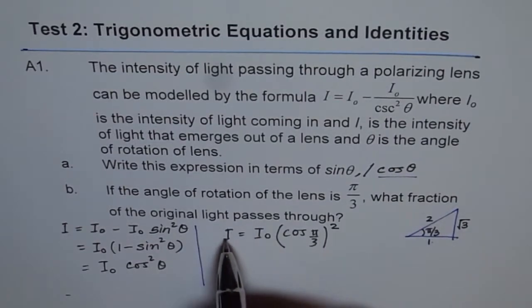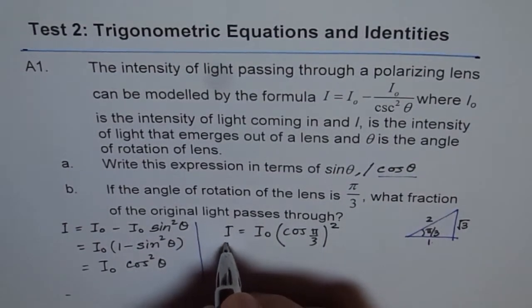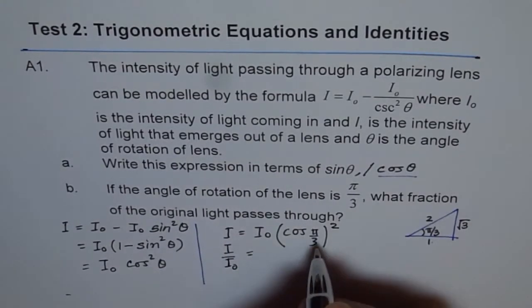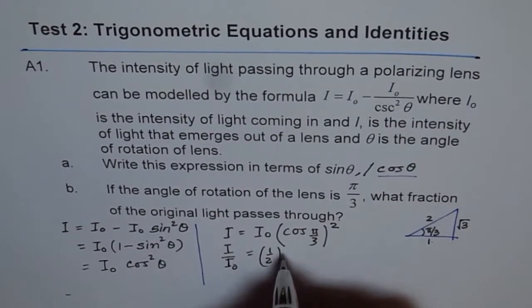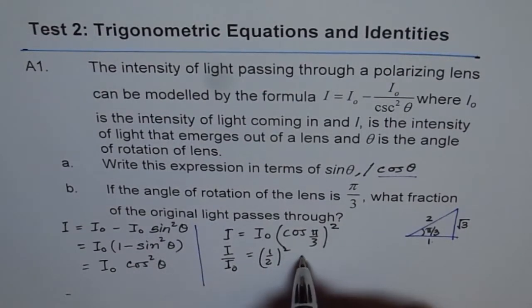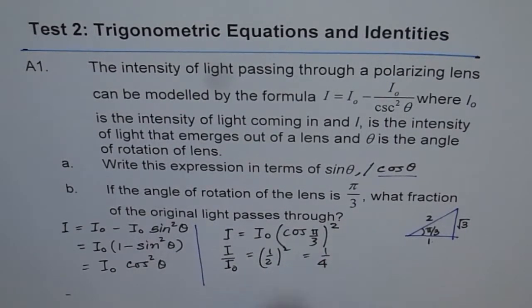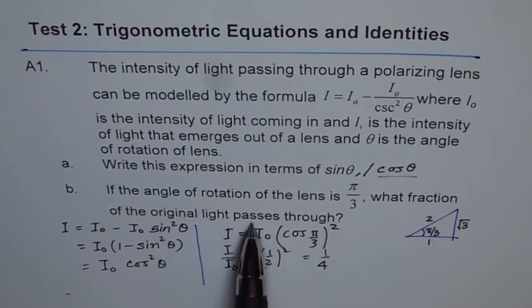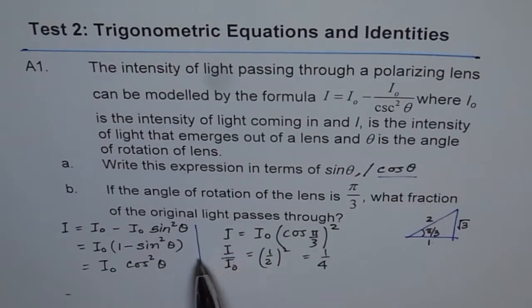What we can do is divide I by I0, and we get this as half square. Do you see that? Half square is of course 1 over 4. Now read: what fraction of original light passes through? So that is the fraction. I is the light passing through, and this is the original light coming in. So the fraction which passes through is 1 over 4. That is the answer.